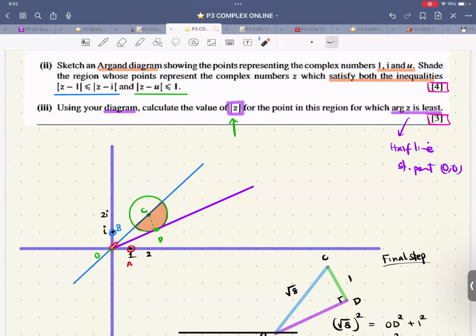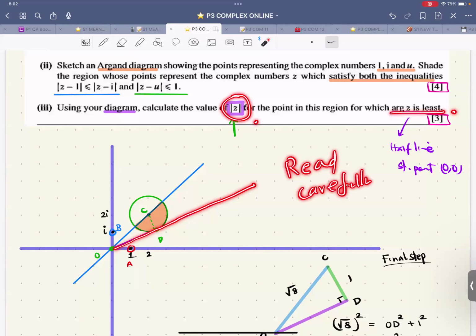If it was a full region, yes, then over here. But since we are talking about this shaded region, they're not asking about the maximum, because that's too obvious. They're asking about the value of modulus of z when the argument of z is least. So read carefully. What exactly are they asking?